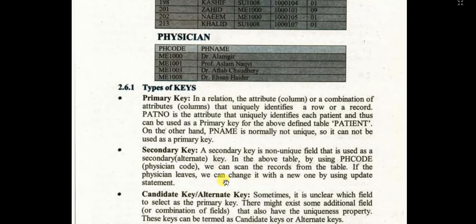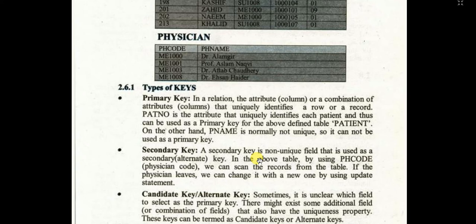Next, we will talk about the secondary key. A secondary key is basically a non-unique field that is used as a secondary or alternate key. We can call it an alternate key or a secondary key. Both terms are fine.